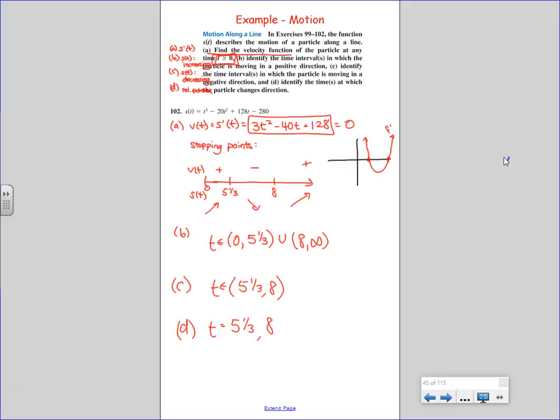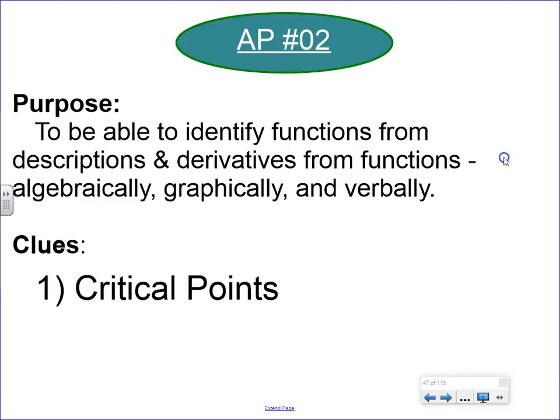Cool? Okay. I want you guys to go ahead and get out that little paper I gave you, but stay in your notes because we're going to write some clues about AP numbers.